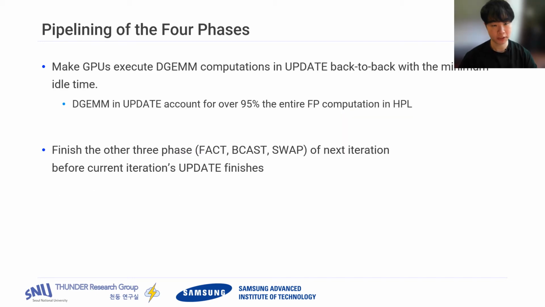Now, I'll present how SnuHPL pipelines the four phases to minimize the idle time of GPU. The goal of the pipelining is to make GPUs execute DGEMM computations in update phase back-to-back with minimum idle time as much as possible. It is crucial to do so because DGEMM in update phase accounts for over 95% of the entire floating point computation in HPL. The main strategy here is to finish the other three phases of the next iteration before the current iteration's update phase finishes.